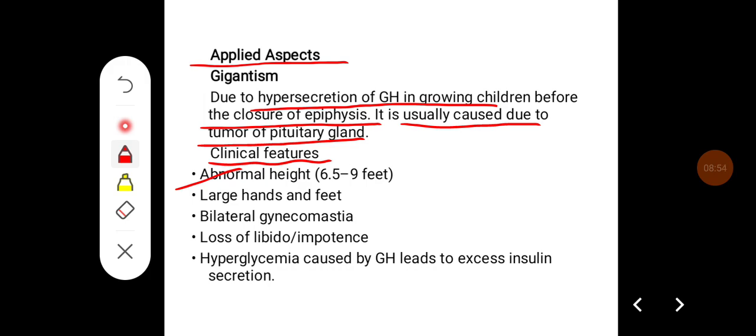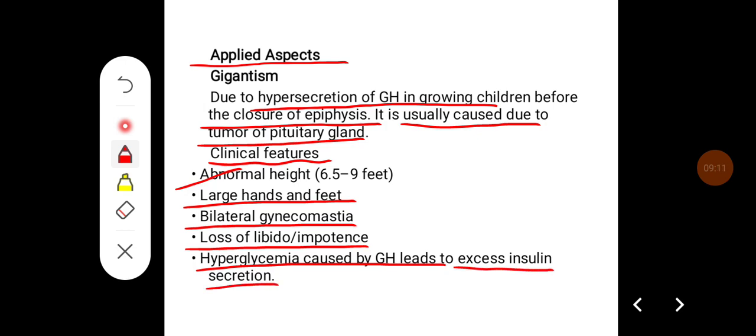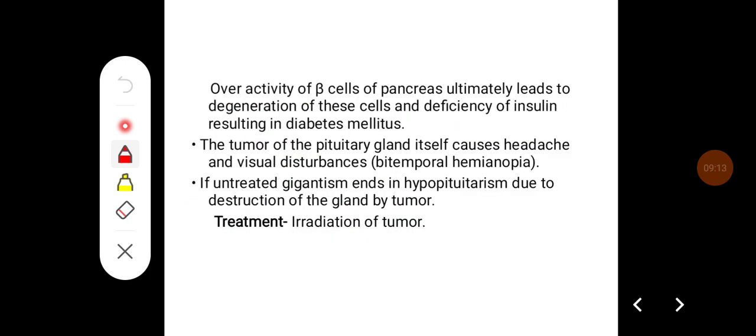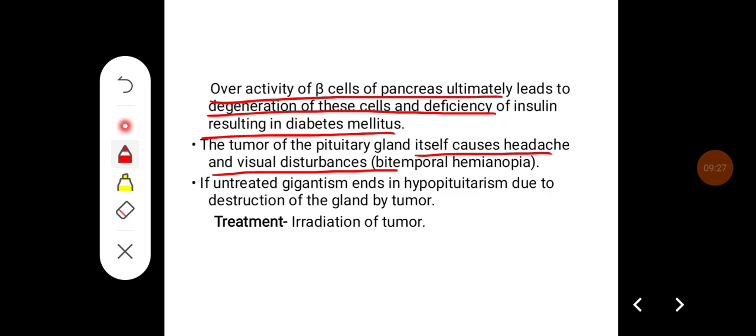to 9 feet. They have large hands and feet. There is bilateral gynecomastia, and there will be loss of libido, and there can be impotence. Then hyperglycemia will be caused by growth hormone, which leads to excess insulin secretion. Overactivity of beta cells of pancreas ultimately leads to degeneration of these cells and deficiency of insulin, resulting in diabetes mellitus. The tumor of the pituitary gland itself causes headache and visual disturbances.